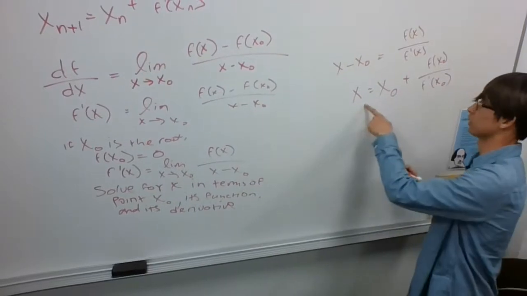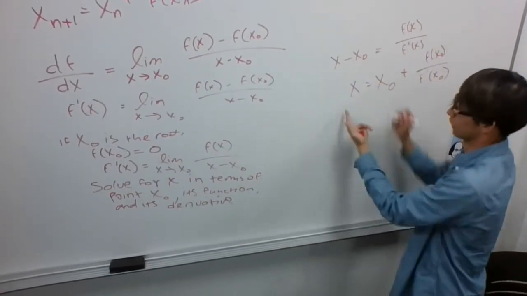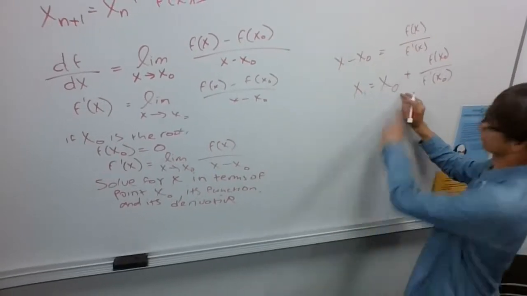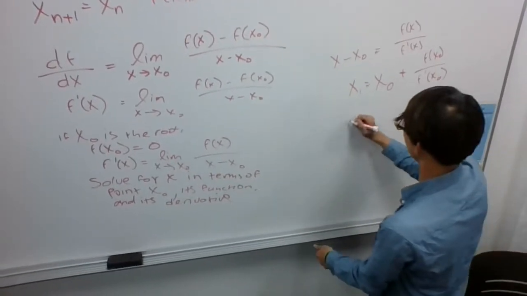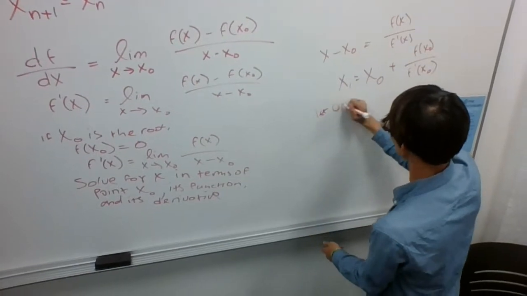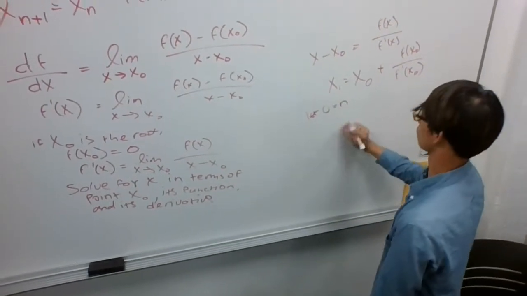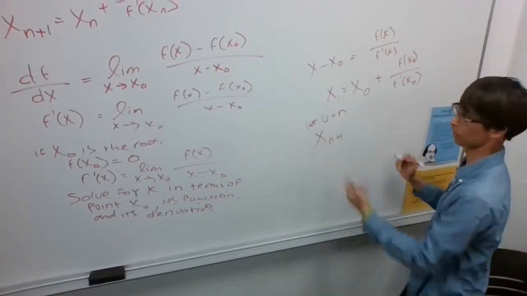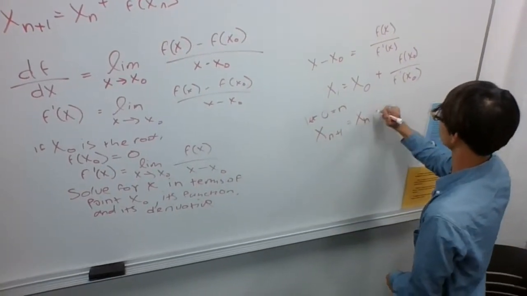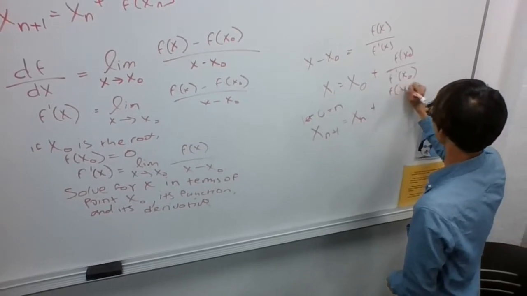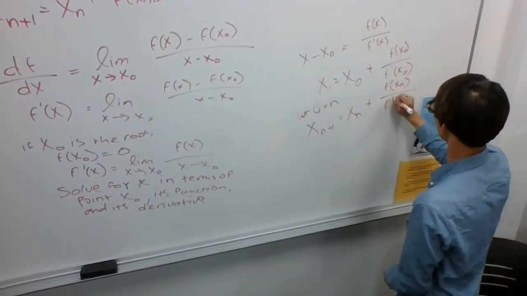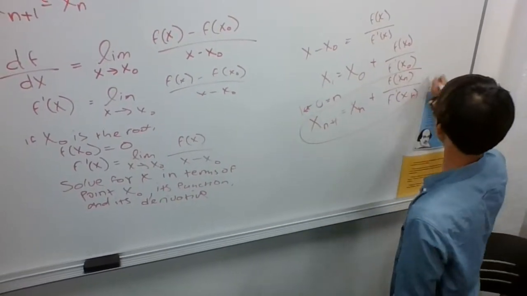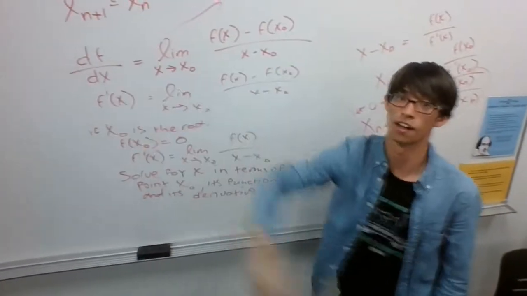And if we have x1, basically, and x0, if we take the 0 as an n, let 0 equal n, then we would have x of n plus 1, since 0 plus 1 is 1, is equal to x of n plus f of xn over f prime of xn. And that right there is that.